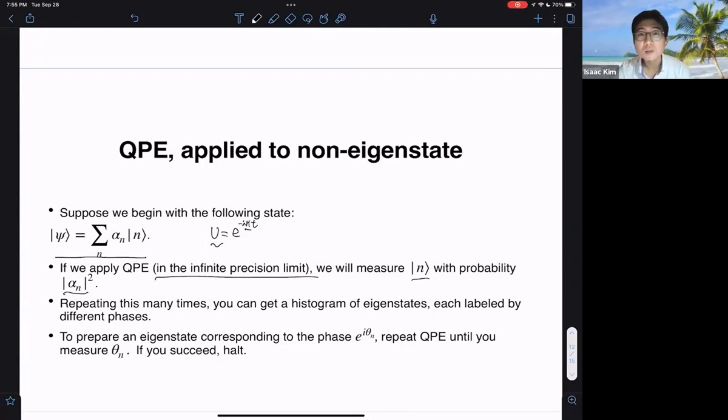And given the systemic degeneracy, will the phase estimation still work? Yeah, great question. So if there is degeneracy, you will, let me see.